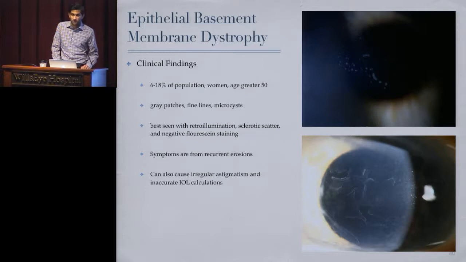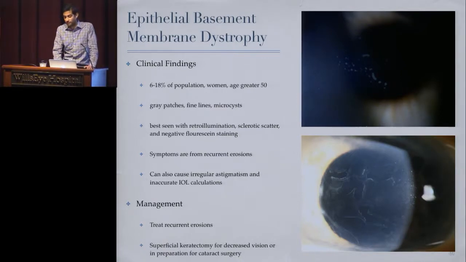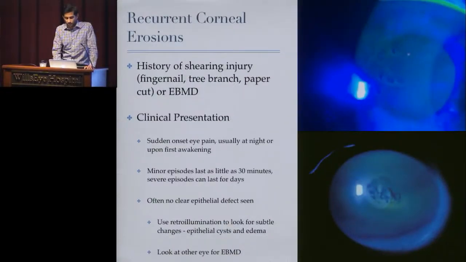As far as symptoms go, it's either from recurrent erosions, or these things can cause subtle irregular astigmatism leading to blurry vision. And this becomes really important when it's time to do cataract surgery. As far as management goes, you treat the erosions, and in these special circumstances, you can remove, for lack of a better term, lesions. And we'll get into that in just a second.